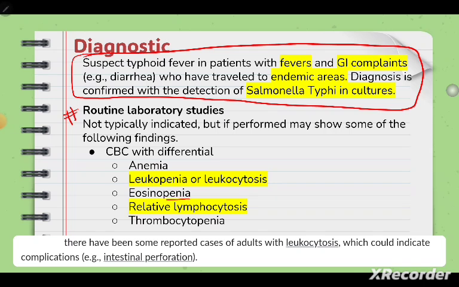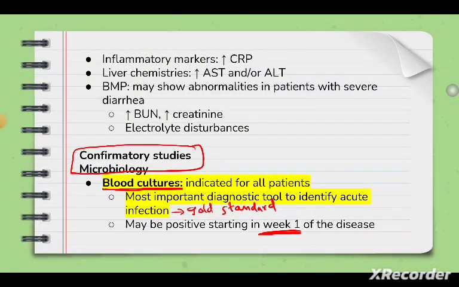Actually, it's eosinopenia, Dr. Nada, meaning decreased eosinophil count, not increased. I just need to add something important here: typhoid fever is normally associated with leukopenia. But if you find leukocytosis, we should think of complications such as intestinal perforation. You can see in this box there have been some reported cases of adults with leukocytosis, which could indicate complications such as intestinal perforation. So, can you complete, please, Dr. Nada? Yes.